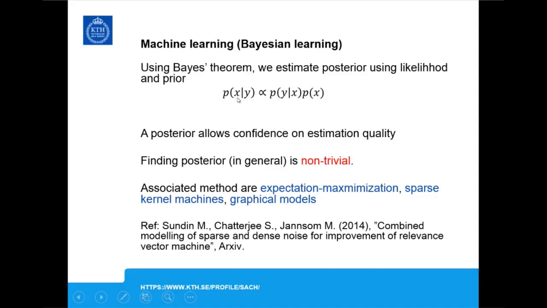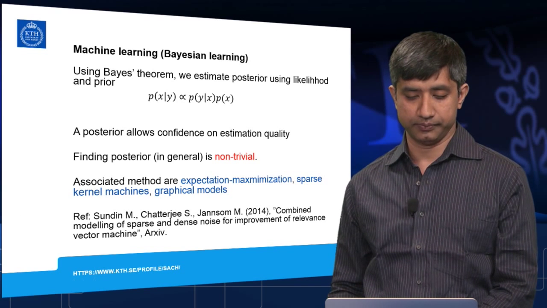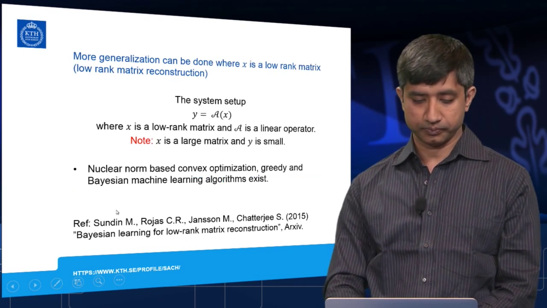This is the posterior given your data y, and this one you want to estimate, and then this is the likelihood, this is the prior. So, we must use a sparsity promoting prior to have a reliable solution. A posterior allows confidence on estimation quality. Finding the posterior is non-trivial, and associated methods are expectation maximization, sparse kernel machines, and graphical models. We recently have worked on this, and this is the reference in arXiv right now.